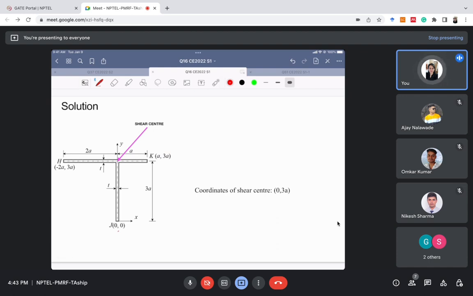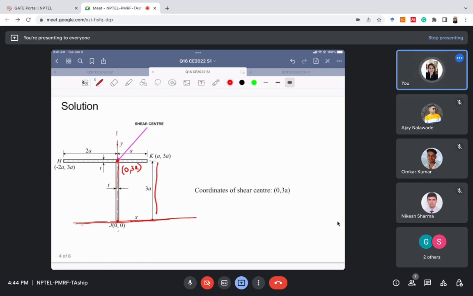Now in our problem, I hope it is clear. The shear center will lie at the intersecting point, but we are asked the coordinates of the shear center, and we can easily see those. This is the x-axis, so the x coordinate of this point is 0, and y will be 3a. So (0, 3a) will be the coordinate of this particular point, right? x is at 0.